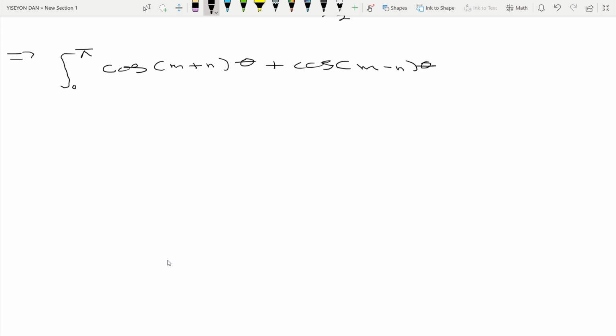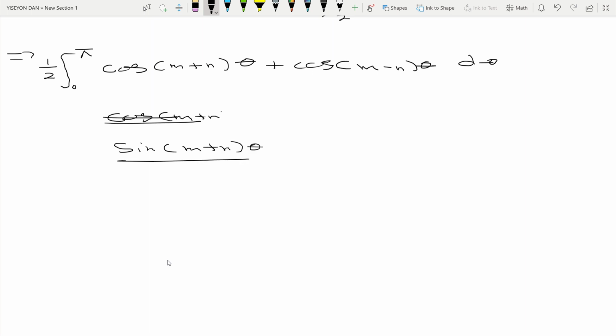So that's what we'll be having over there. Multiply by, don't forget we have 1 over 2 here. Everything was theta. So when we integrate this, we have our answer to be cos m n, sorry, we will not have cos, we have sine (m plus n) over (m plus n) plus sine (m minus n) theta over (m minus n). So that is what we have.